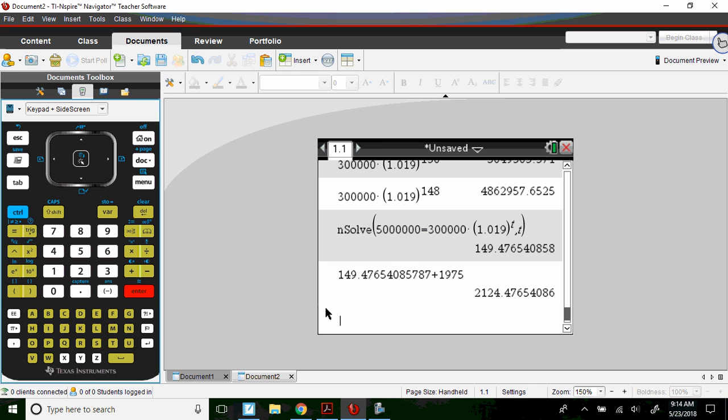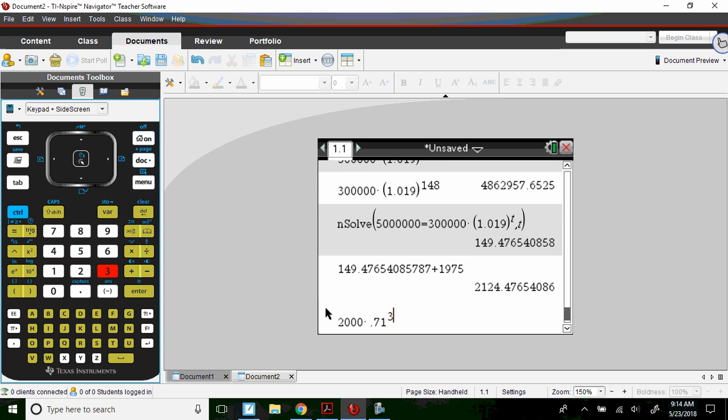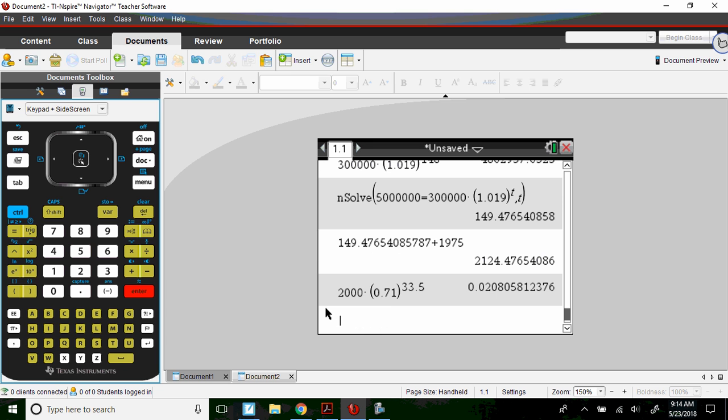Monday morning, taking this test, 2,000 times 0.71 to the 33.5. We have 0.02 of a milligram in our bloodstream. Is that going to show up? You better believe it is.